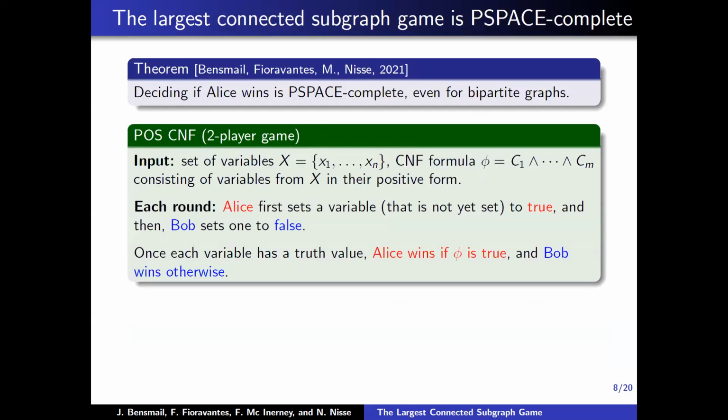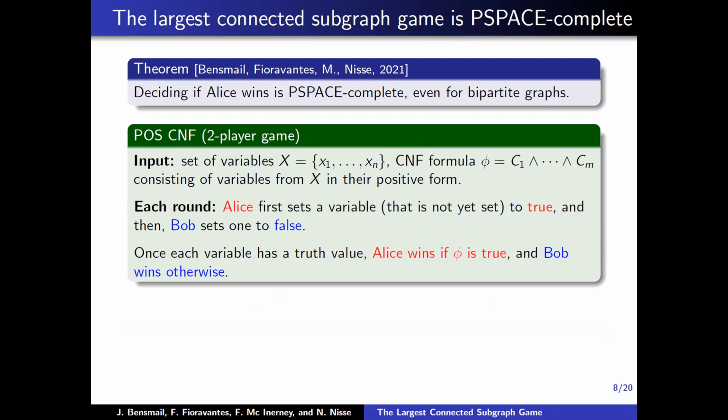So now we'll move on to studying the complexity of the game in general. We can show that it's PSPACE-complete to decide the outcome of the game, even in bipartite graphs of small diameter. The reduction is from a two-player game called Positive CNF, one of the most famous PSPACE-hard problems.